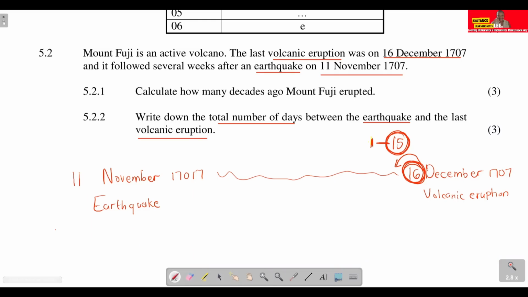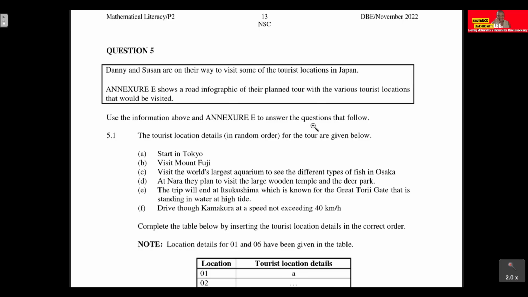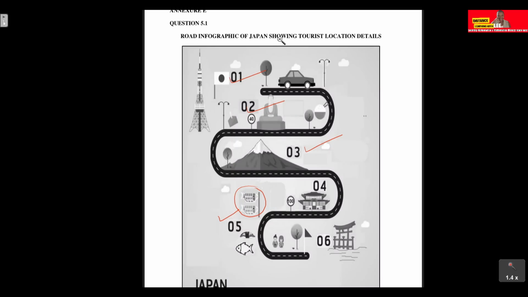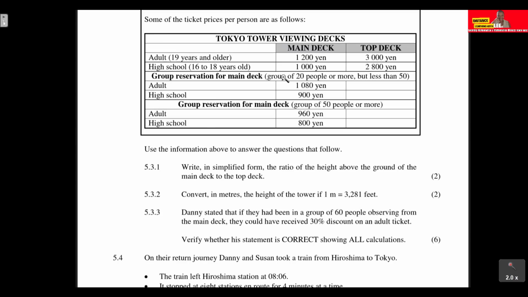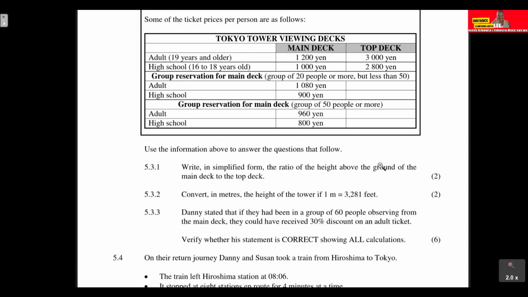So we are basically done with question 5.1 as well as question 5.2. Let us have a look at the next question. In question 5.3, guys, I did mention we're going to be doing some conversions here, converting from feet to meters, simplifying a ratio, and also calculating a percentage discount. So let us get started.